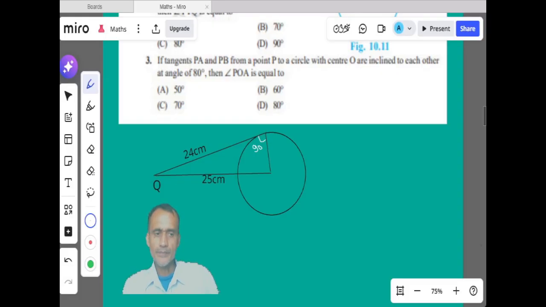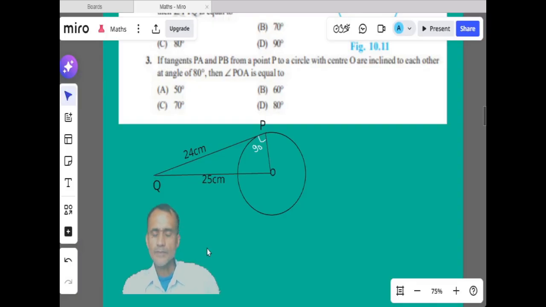So this triangle, I will name it. QP is the tangent, QO is the distance of the point Q from O, the center of the circle, and QOP is a right angle triangle. So by Pythagoras theorem, this is hypotenuse. Square of hypotenuse is equal to sum of the squares of the sides. So we will find OP by Pythagoras theorem. So QP square plus OP square is equal to QO square.